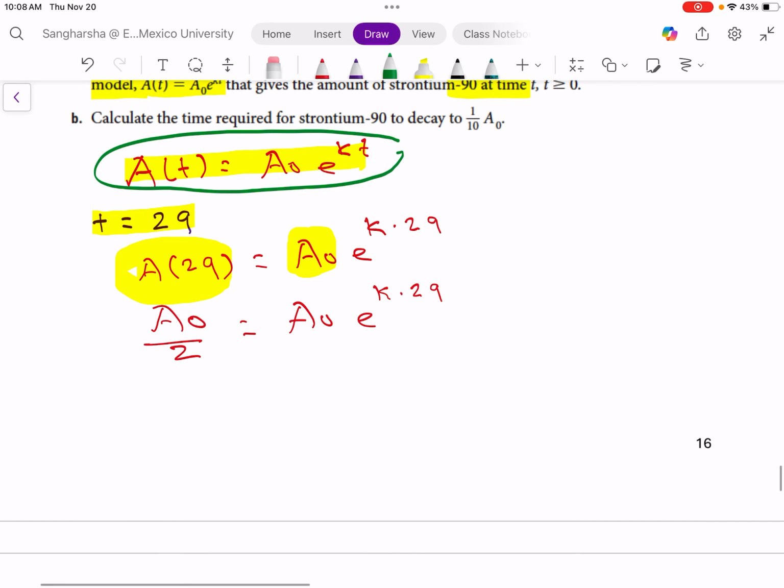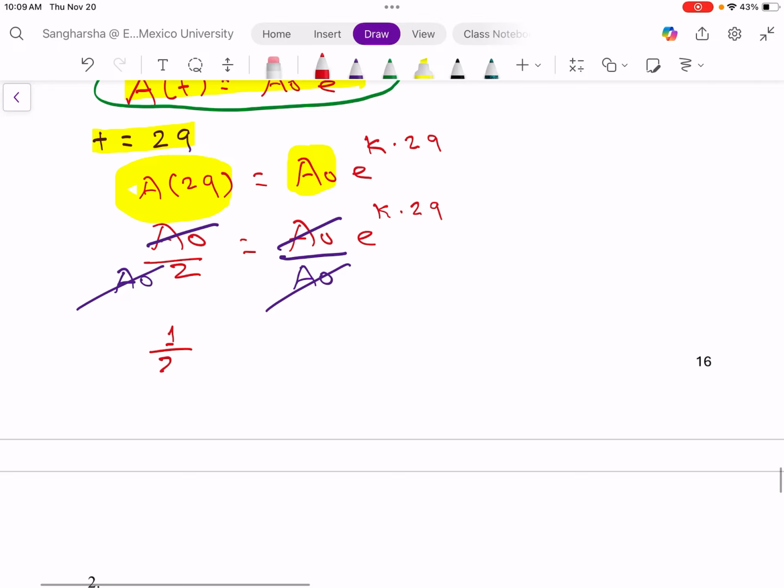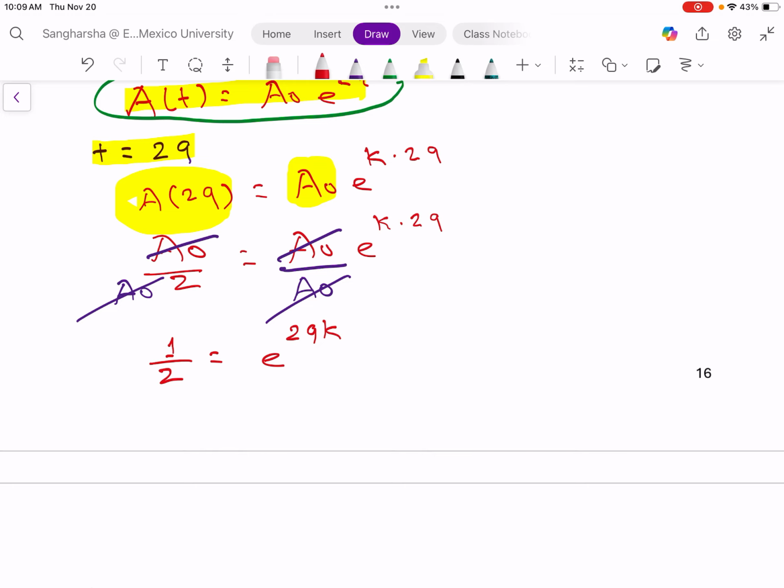Before that, let's get rid of A naught. So let's divide both sides by A naught, so we make the exponential expression by itself. So this A naught cancels. We have 1/2 on the left, e to the power 29k. Before you take log on both sides, you must have your exponential expression by itself. Now we can take log on both sides. Now what log do you want to take here? The 29 or the 1/2?